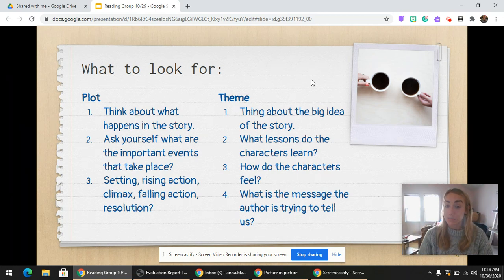Then the theme. This is the big idea. This applies to all parts of the story. This is where we're thinking, what is the message or the moral? What did the characters learn? How do the characters feel? And then what is the author trying to tell you?